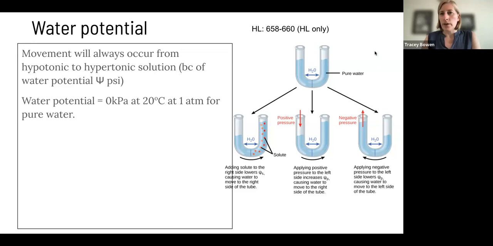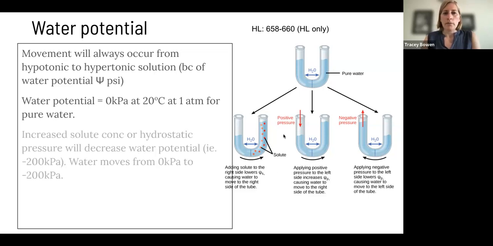And so if you had pure water on both sides of this tube, then there would be no net movement of that water. But if we increase the solute concentration, then that is going to lower the water potential of the solute, and it's going to cause the water to move towards the solute on the right side of the tube.